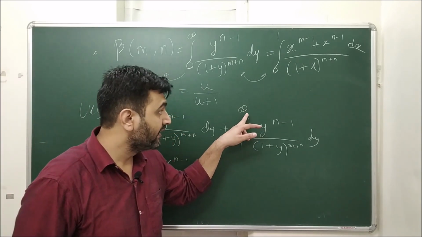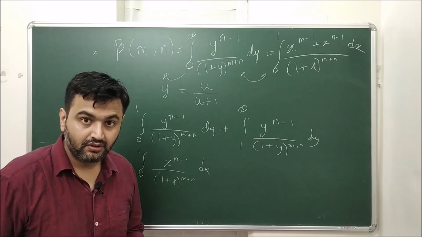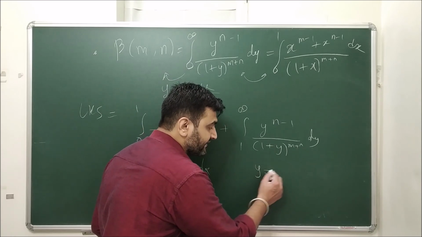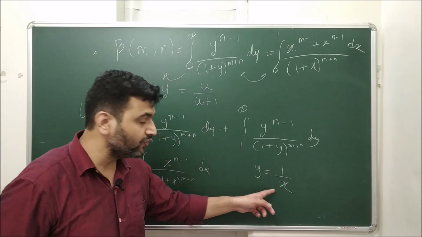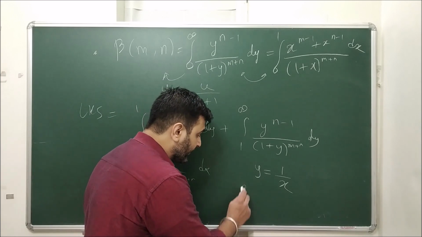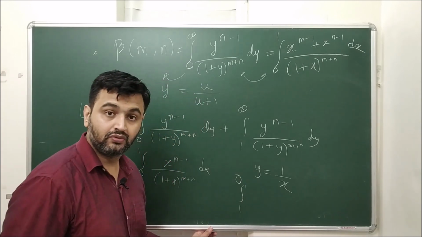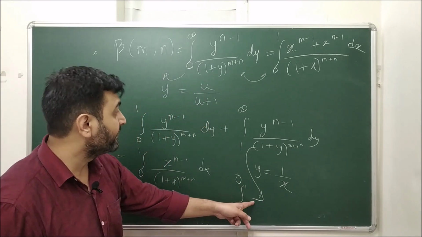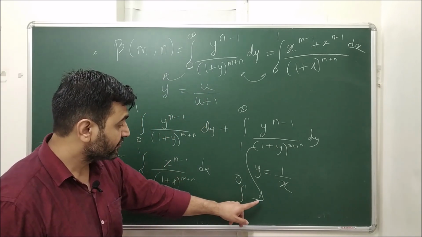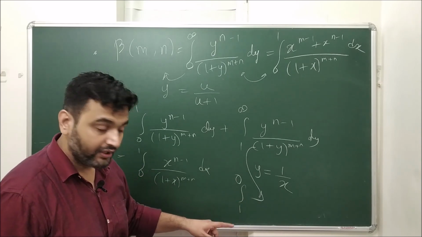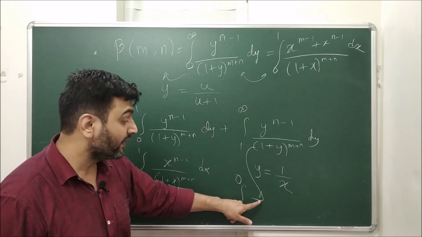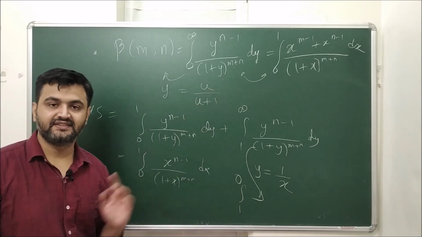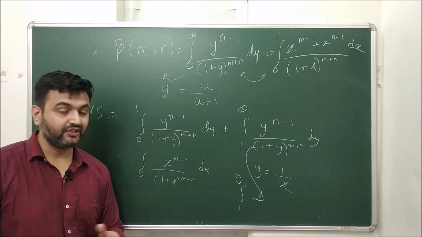Now here you have infinity and you want to bring the limits 0 to 1. So if you have infinity, how will you bring 0 into the picture? So obviously you take the reciprocal. You substitute y equal to 1 by x. When you do that, your limit will be 1 to 0. Okay, and then when you solve this, what you get is the other part. Here you have n minus 1, right? So here you will get 0 to 1, x raised to m minus 1 upon 1 plus x raised to m plus n. And when you add, you get the answer. So that's how one should think of it.